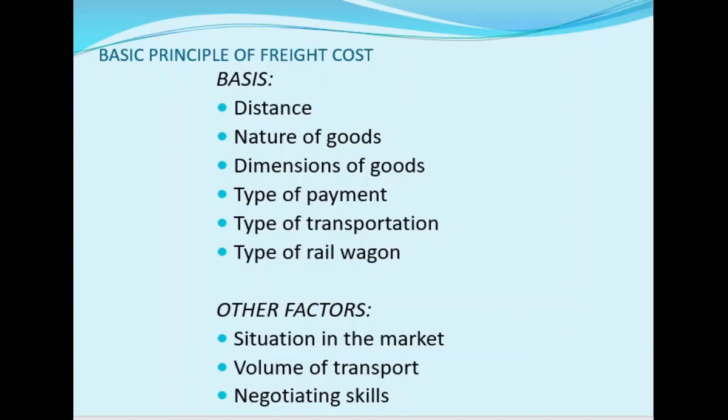There are 6 main factors that determine the cost of transport or the cost of freight in international rail transport. The 6 factors are distance, nature of goods, dimension of goods, type of payment, type of transportation, and type of rail wagon.